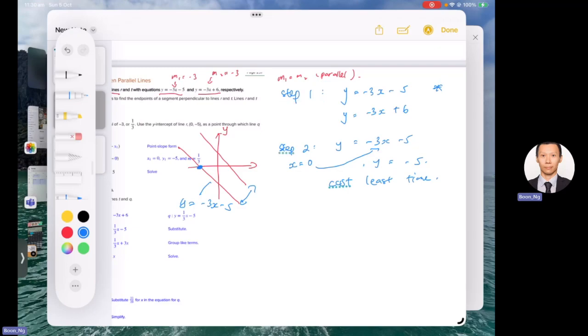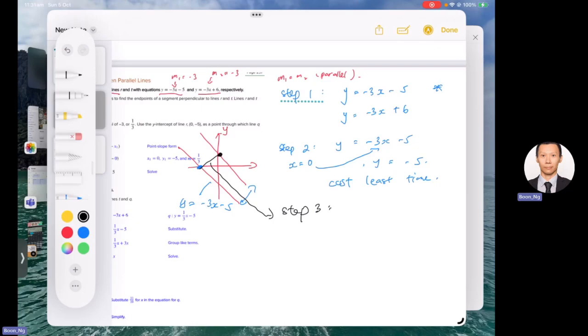So we need to go backward, look for this point. This is step number 3. How do we find the black point? We need this equation first.